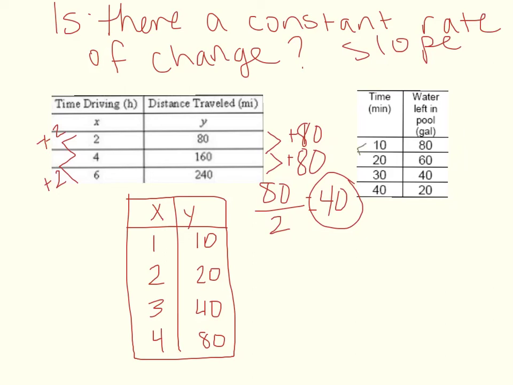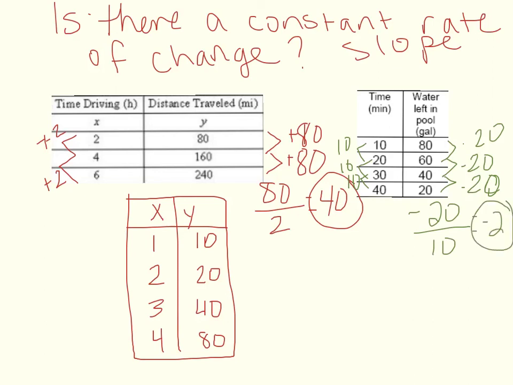On this side, 10 to 20 is plus 10. 20 to 30 plus 10. 30 to 40 plus 10. Okay, on the right side, 80 to 60, down 20. 60 to 40, down 20. 40 to 20, down 20. So they are going at the same speed, so they do have a constant rate of change. And to find what that is, you take the right side, or the y's, negative 20, and divide by the x's. And negative 20 divided by 10 is negative 2. So your average rate of change is negative 2.